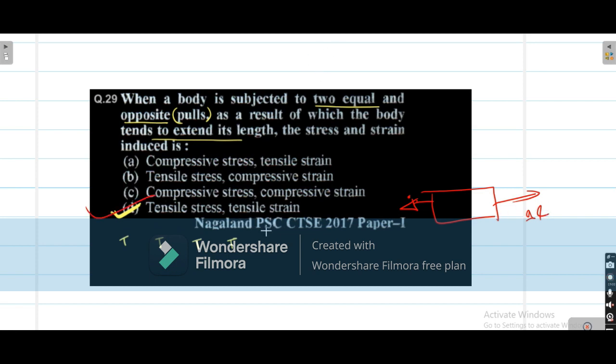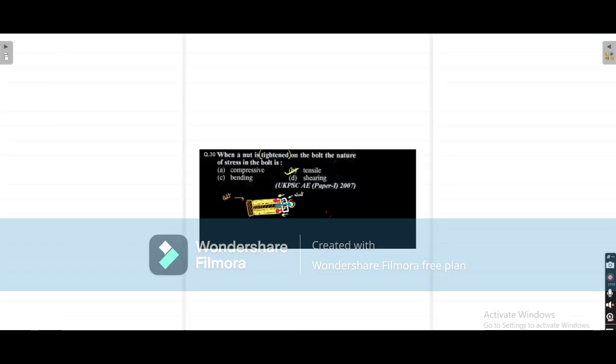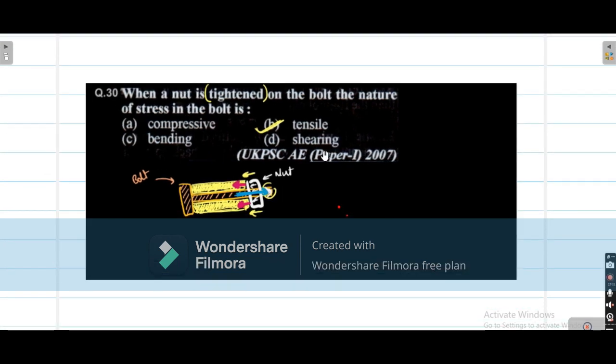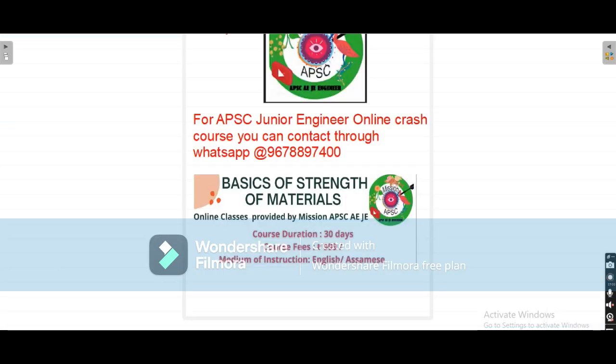Nagaland Public Service Commission ekhon paper ot ahisile. Next one, last question of this lecture. Here you can say, when the nut is tightened on the bolt, the nature of the stress. So jeti ami nut to bolt ot loga, obviously ami ki koru, nut tot compressive force diu. That means we are giving some compressive force to the nut, and compressive force apply koraar loge loge bolt t ki hobo, taar opposite nature to hobo, that means tensile hobo. Option B to correct answer.